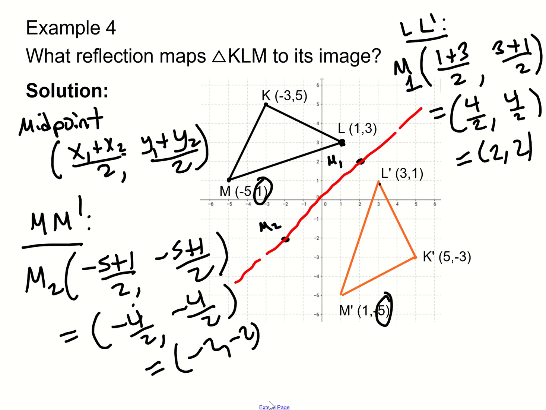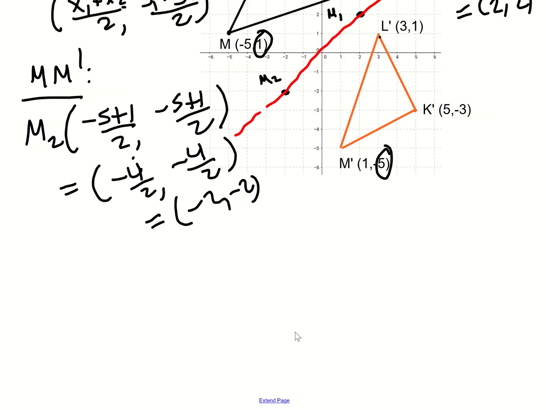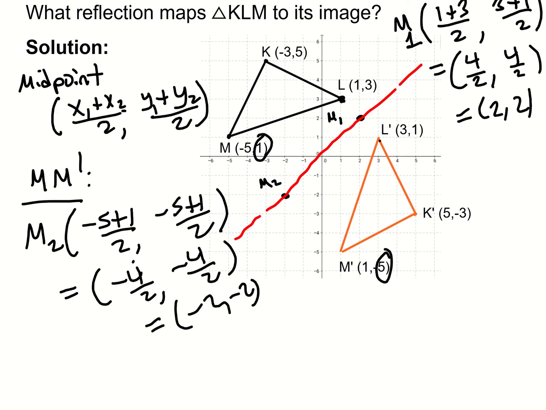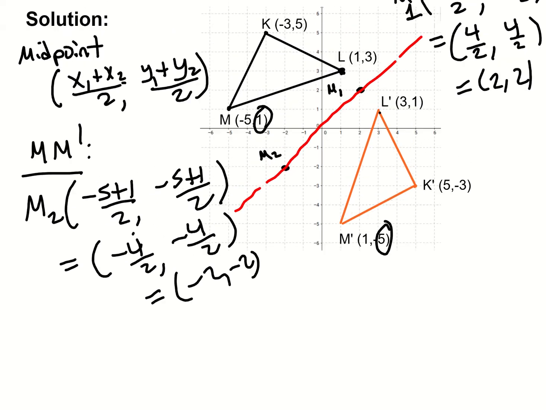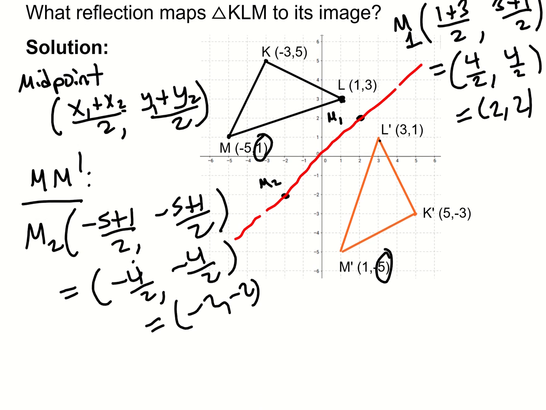Now we need to figure out what is the equation of that line of reflection. How do we figure that out? Well, remember that we need the equation of the line, and the equation of the line is given by y equals mx plus b. So let's first find the slope of that line and then figure out the equation of the line. The slope of that line, if you recall, is given by rise over run.